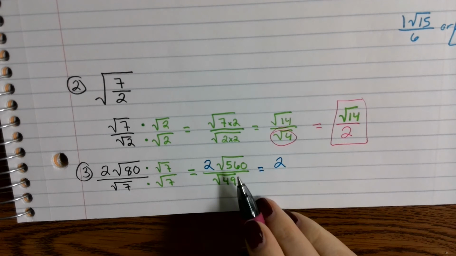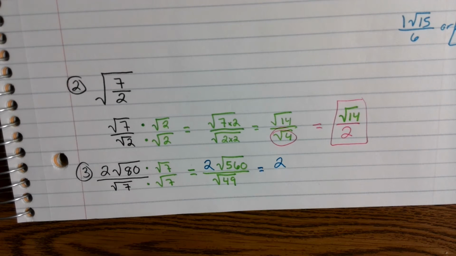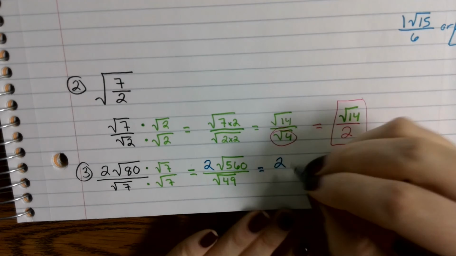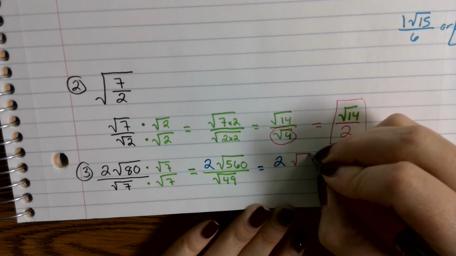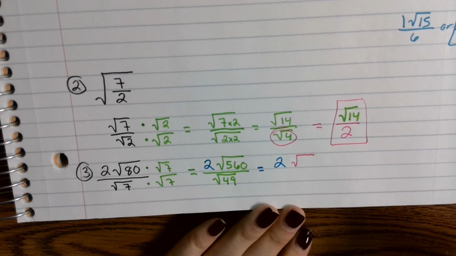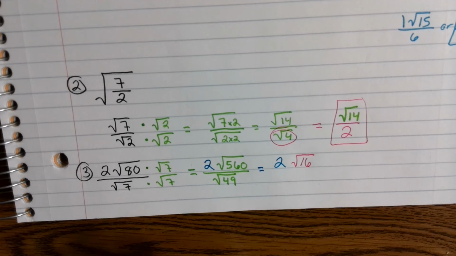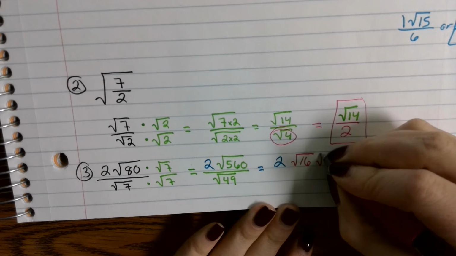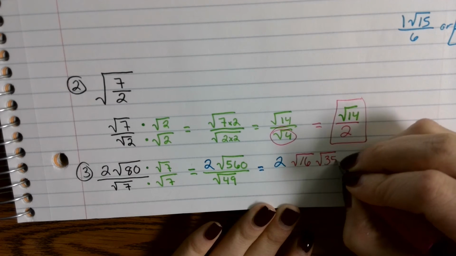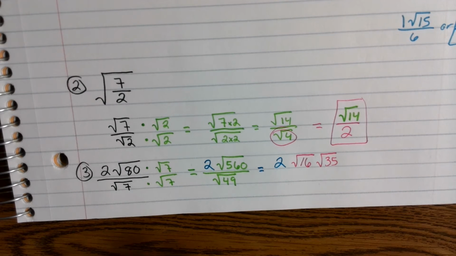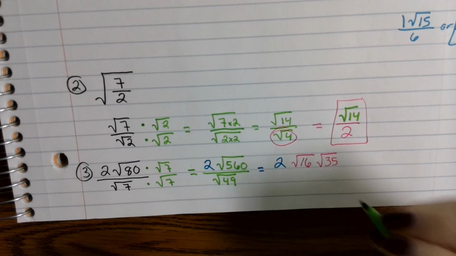What perfect square can go into 560? Well, I'll help you out with that one because we don't have time. Well, 14 is not a perfect square. 16 is a perfect square. So you have the square root of 16 that you can break it up into. And then you also have the square root of 35. 16 times 35 is going to go ahead and give you 560. And then, of course, underneath it, you still have your square root of 49.